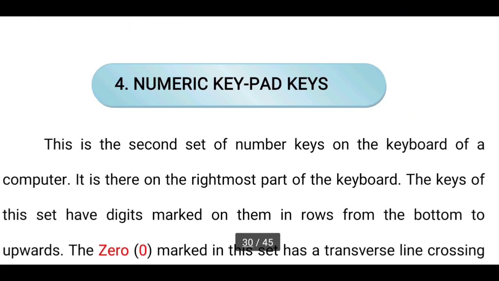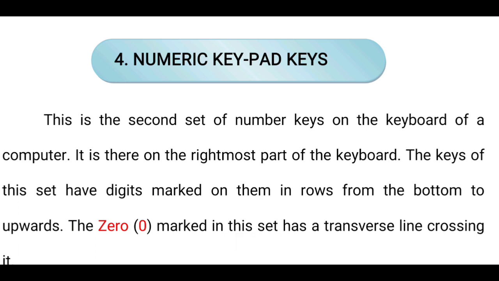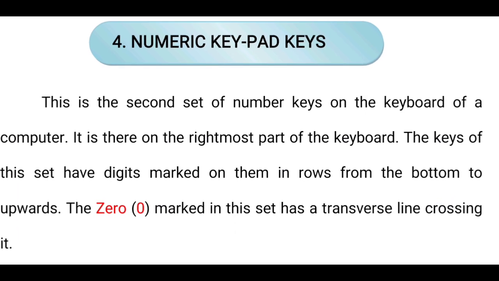The next one is what? Numeric keypad keys. Numeric keypad is the second set of number keys on the keyboard of a computer. It is there on the rightmost part of the keyboard. The keys of this set have digits marked on them in rows from the bottom upwards. The 0 marked in this set has a transverse line crossing it.